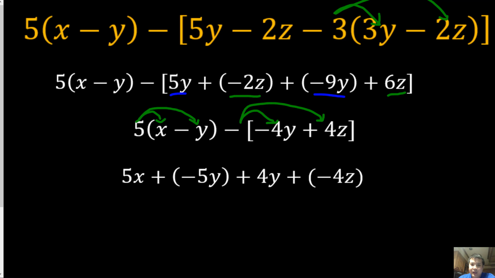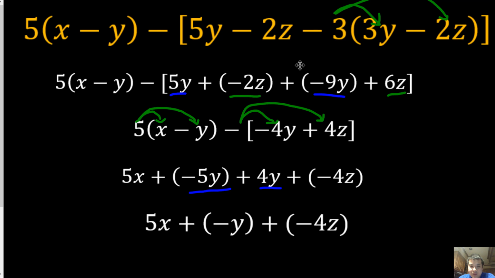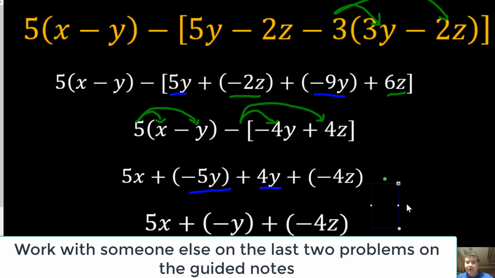And then we have addition, which means we're combining like terms. The only pair of like terms we have are this negative 5y and this 4y, which gets us a negative y right here. And now we have no like terms, so we are done. And this time we have a trinomial because we have 3 terms in our final answer.